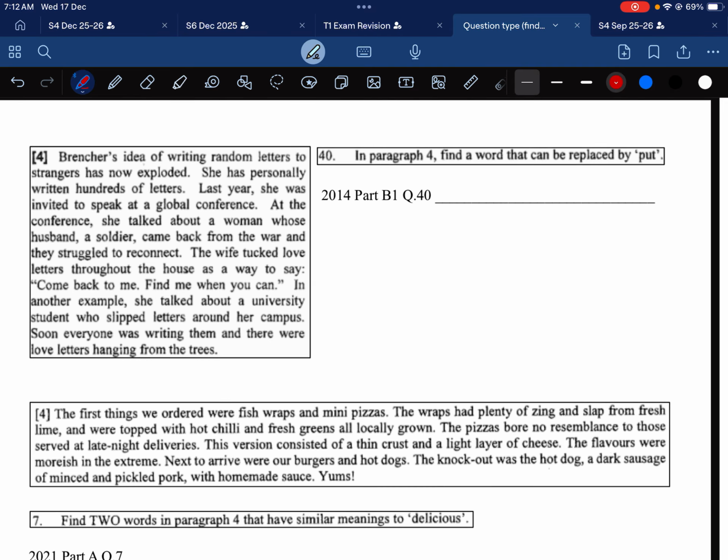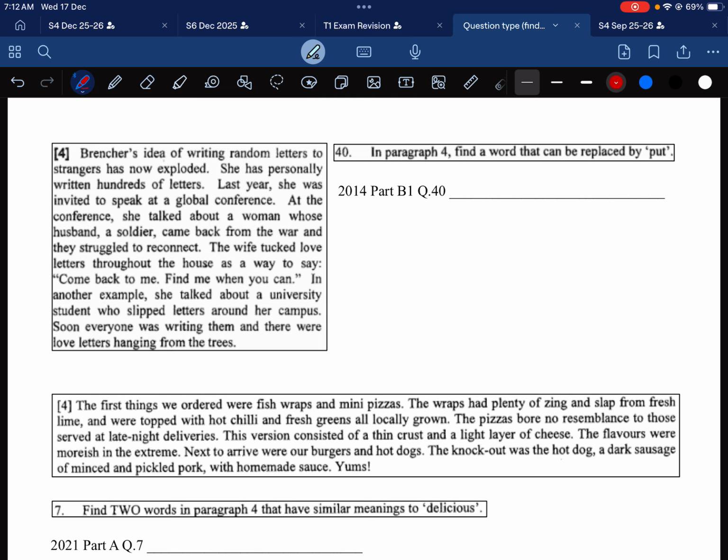So here, how about we take a look at this question. So in paragraph 4, we need to find a word. Number 1, we need to find a word. So we are not going to find a phrase. We need to find a word that can be replaced. So we are finding a word with similar meaning that can be replaced by put.